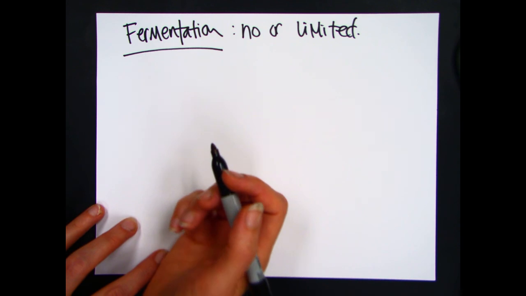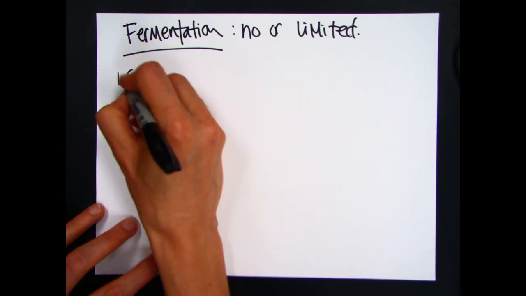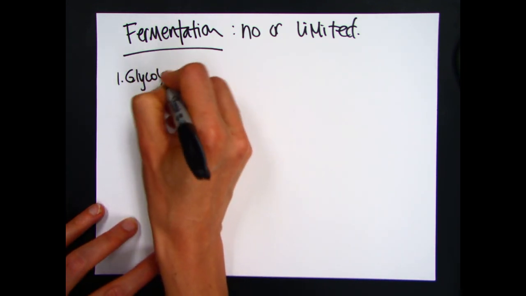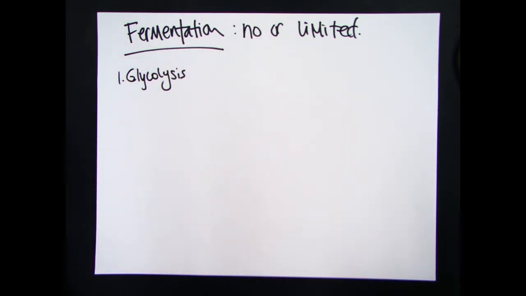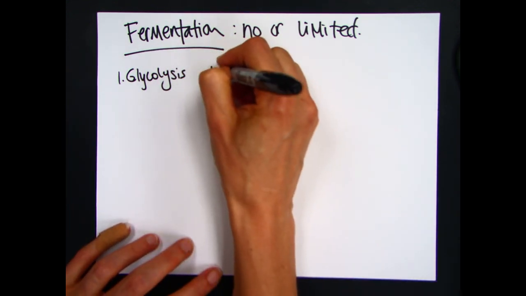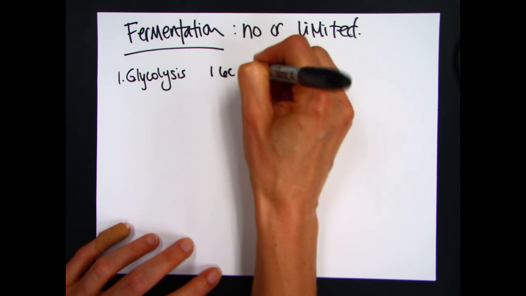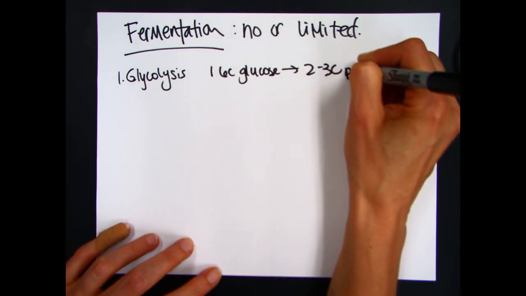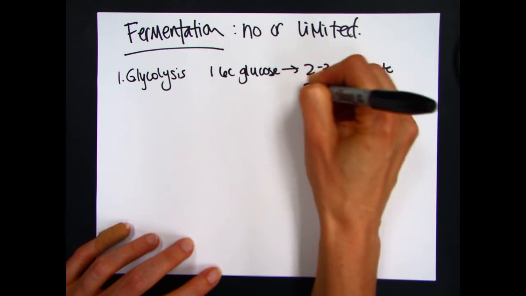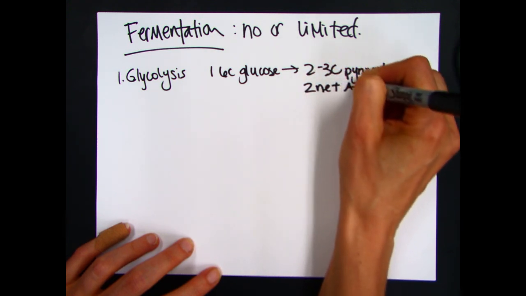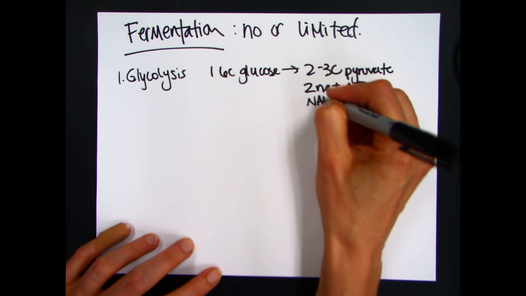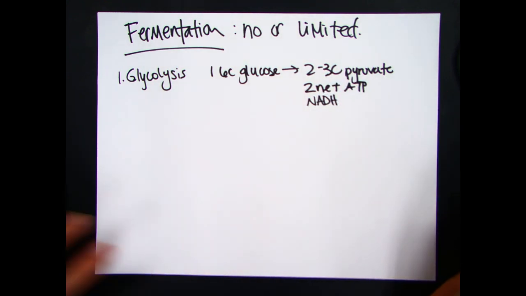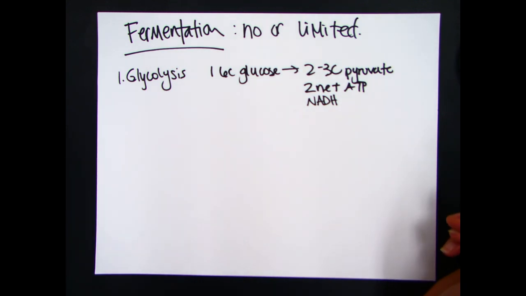So there's two basic steps in fermentation. Step one is glycolysis, which is the same exact glycolysis that you learned about before. So we go from one 6-carbon glucose to two 3-carbon pyruvate. In the process of that, we make 2 net ATP and we make NADH. I'm going to be straight with you, I can't actually remember the number of NADHs that are made. You'll have to watch the respiration video for that. We make some number of NADHs.